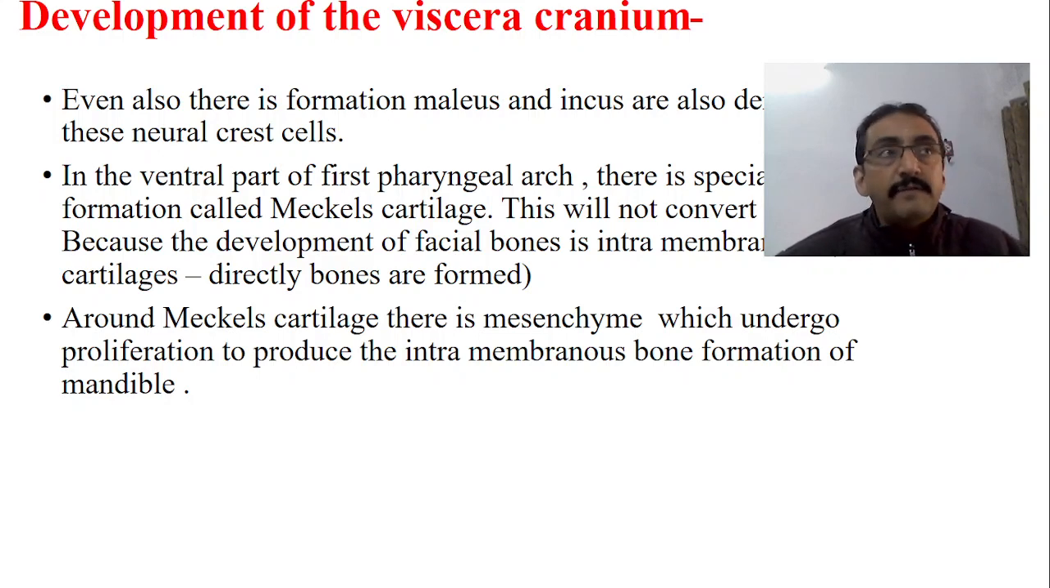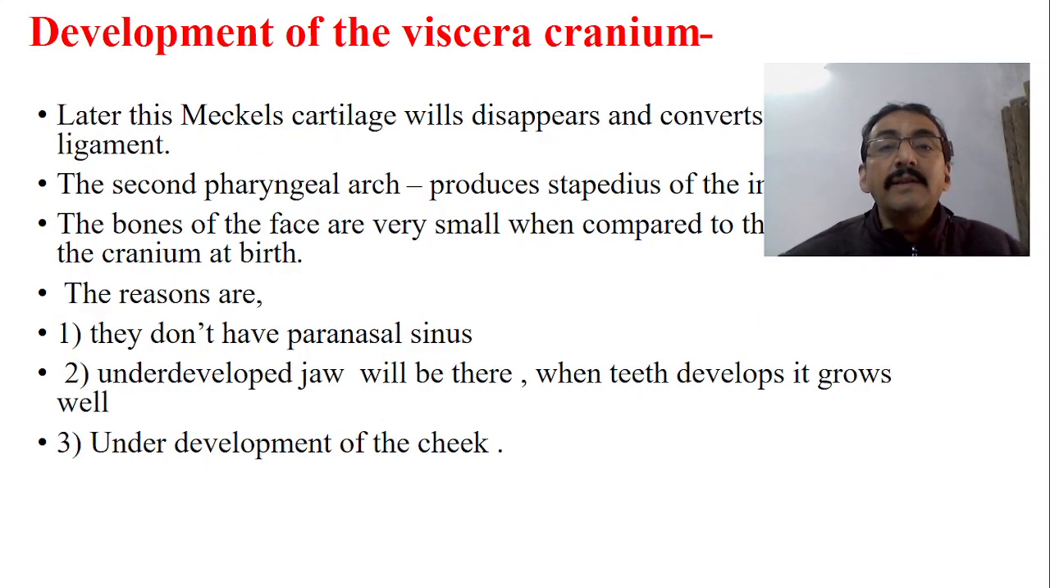In the ventral part of the first pharyngeal arch, there is a special cartilage formation called Meckel's cartilage. This will not convert into bones because the development of the facial bone is intramembranous. There is no cartilage; directly bones are formed. Around the Meckel's cartilage, there is mesenchyme which undergoes proliferation and produces the intramembranous bone formation of the mandible. So these things are very important. Later, this Meckel's cartilage will disappear and convert into a ligament. The second pharyngeal arch produces the stapes of the middle ear. While discussing the pharyngeal arches, we have seen this.